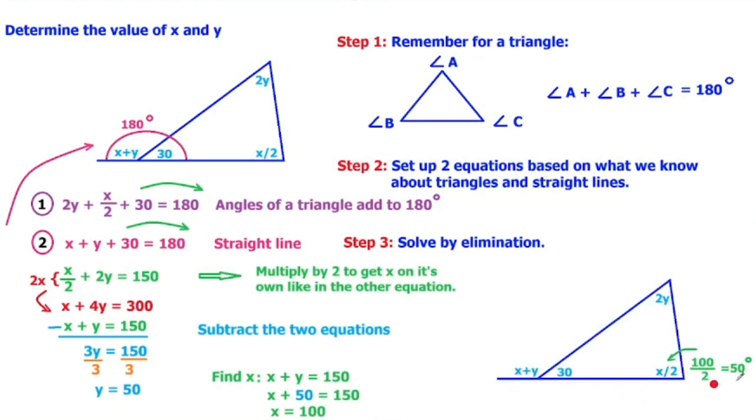So now we have parts of the triangle already, right? So x over 2 is going to be 100 over 2, which equals 50 degrees. And then we have x plus y equals 100 plus 50, which equals 150 degrees. And then this angle here is 2 times y, 2 times 50, equals 100 degrees. And that's it. That's all there is to that problem.